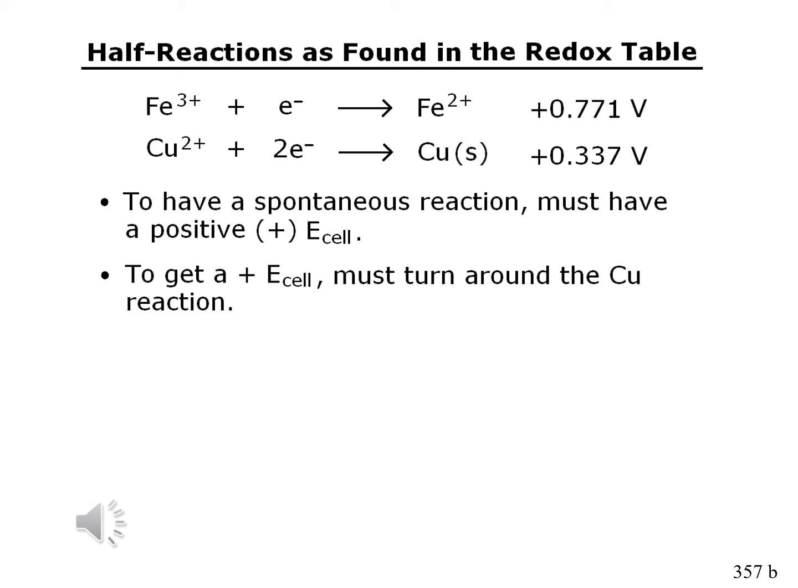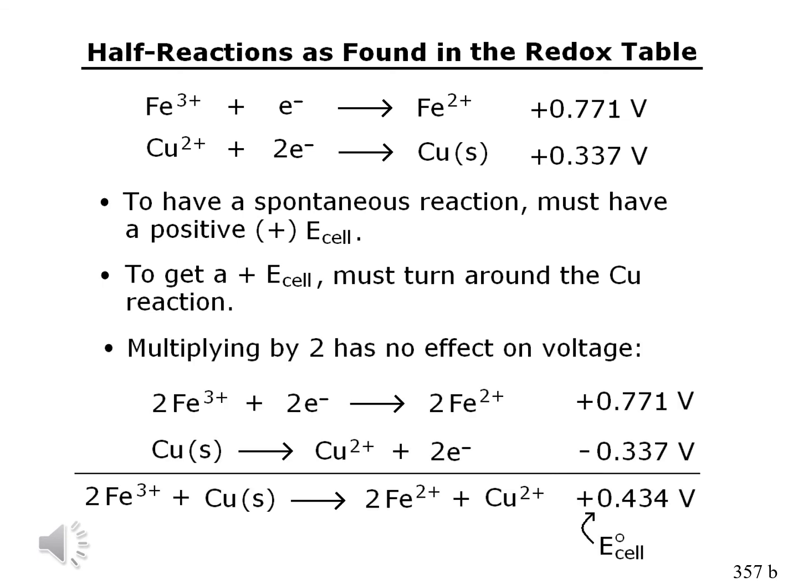If you turned around the iron half reaction, you're going to get negative 0.7, and when you add, it's going to give you a negative sum. So that won't work. The only reaction that you can turn around and get a positive result in the sum is copper. And so we're going to turn around the copper. If you turn around the copper, you make the sign of that reaction negative, and when you add, you get a positive voltage.